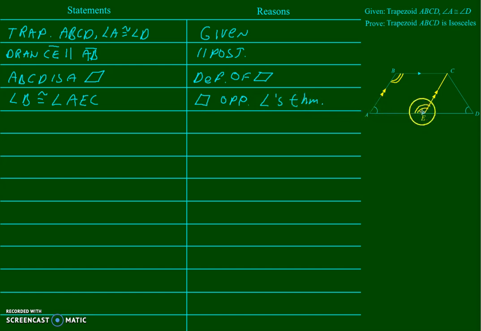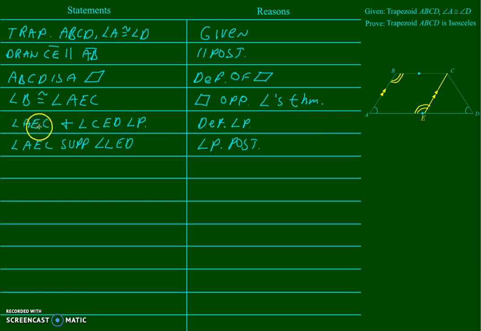Now we want to state that this angle and this angle are linear pairs and that they're supplementary. So let's do that. We state angle AEC and angle CED are linear pairs. So AEC, CED are a linear pair. That's the definition of a linear pair. And AEC is supplementary to CED. These two angles are supplementary. That's the linear pair postulate.